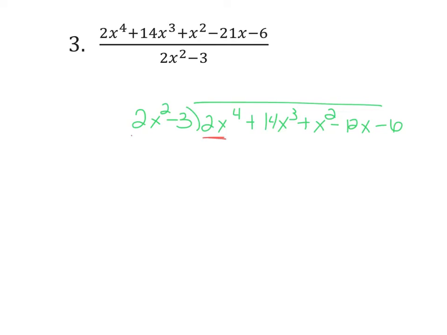Divide the first term by the first term. So 2x to the fourth divided by 2x squared. The 2's will cancel to 1 and you'll end up with x squared. And I'm going to put that over here because that's over the x squared. So it kind of shows us that we're not too far off from the end.